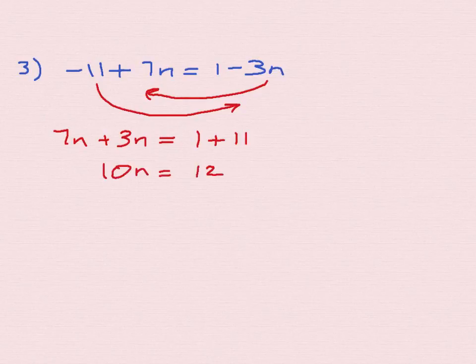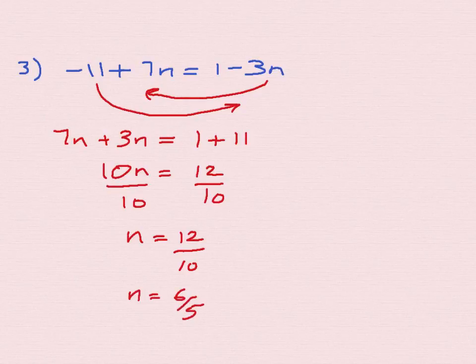Now the rule says whatever's in front of your n, you need to do the opposite. In this case, it's multiplied by 10. So I'm going to divide both sides by 10. And I'm going to get n is equal to 12 over 10. That needs to be reduced to lowest terms. So n is equal to 6 over 5.